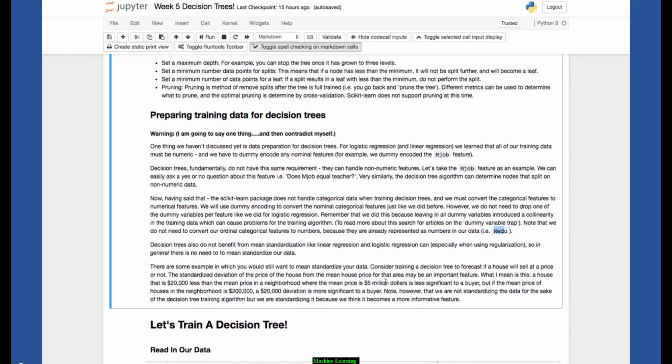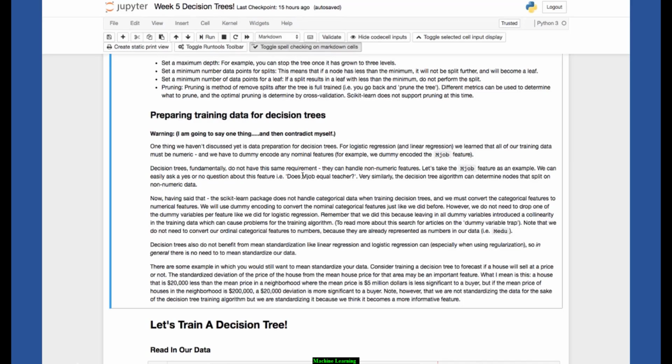And just a warning here, I'm going to say one thing and then I'm going to kind of contradict myself a little, but it'll make sense when I do. So one thing we haven't talked about yet is data preparation for decision trees. And you remember that when we trained logistic regression, we learned how important it is to prepare your data. If you have features that are words, so for example, the mom's job, and the values are teacher, other, service. So they're words. You have to convert those to numbers because they're going to be used in a mathematical equation.